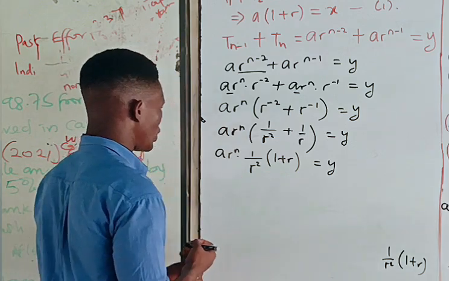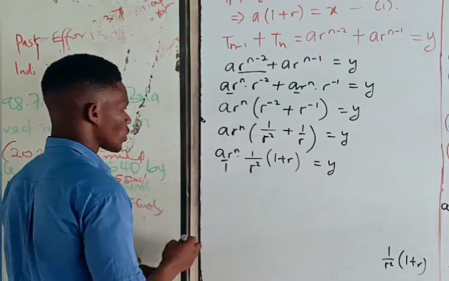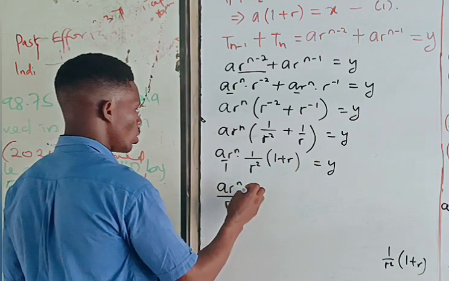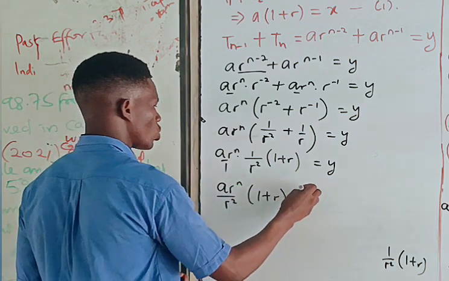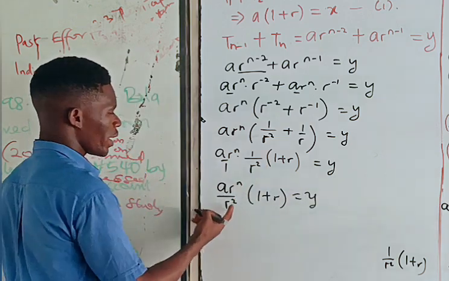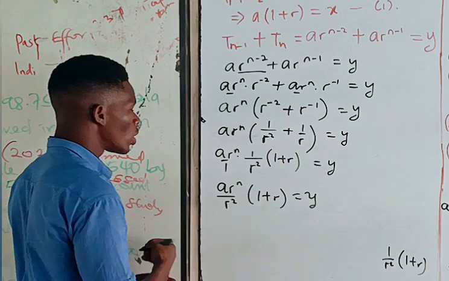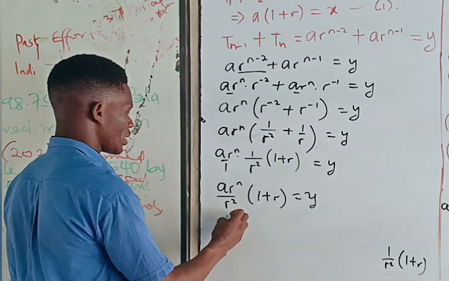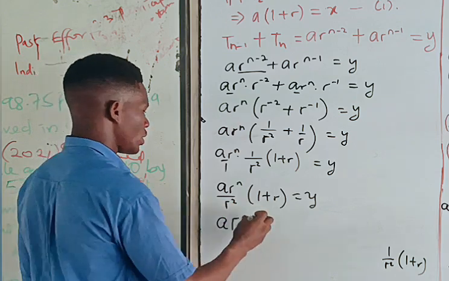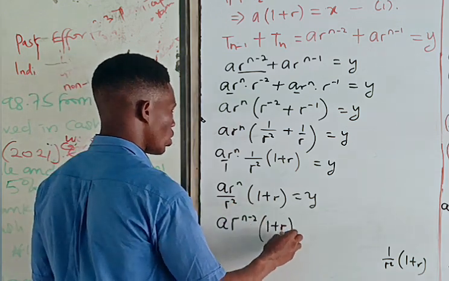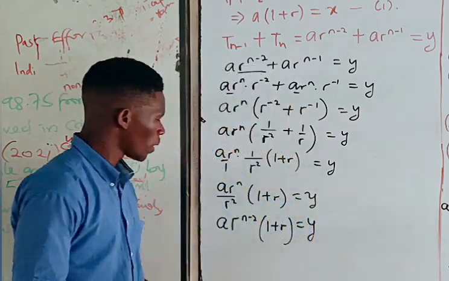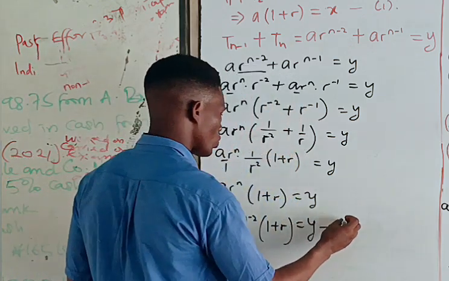So what do we do after this? Now this one is over 1, so this becomes AR^n over R^2 into 1 plus R equals Y. Applying the law of indices, R^n and R^2 have the same base, R, so we can write this as AR^(n-2), this power minus this power. That is the law of indices. Then we have the bracket 1 plus R equals Y. Now let's call this equation 2.